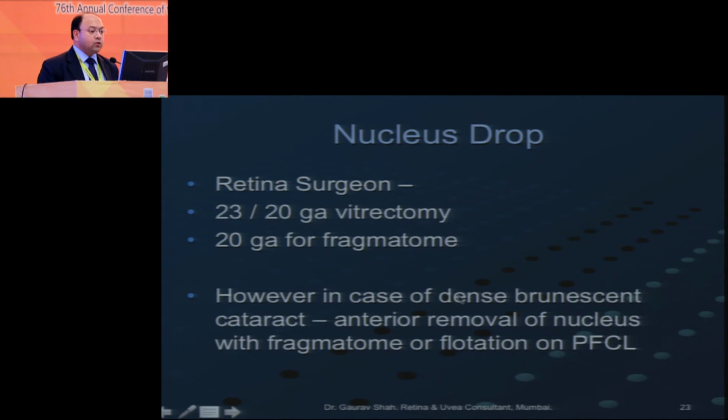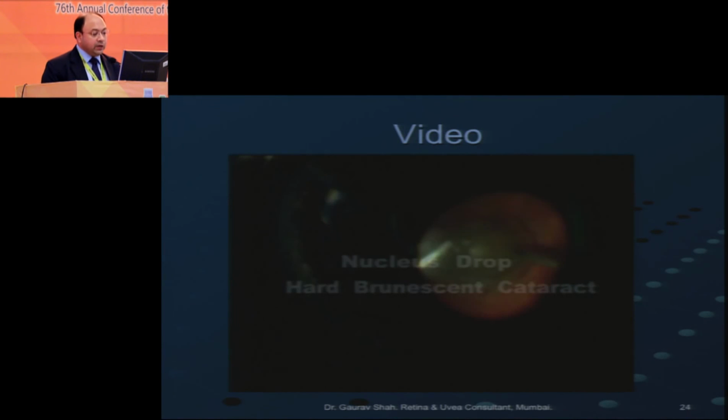In a rare case of a dense brunescent cataract, where we feel that the amount of energy to be used would be immense, which would actually harm the sclerotomy, as you all were talking about corneal limbal burn, we can have a scleral tunnel burn as well. So in order to prevent that, we can do an anterior removal of the nucleus, in which case the IOL not being there is an advantage, or we can use the flotation of the nucleus on perfluorocarbon liquid, PFCL, and remove it through the anterior route.